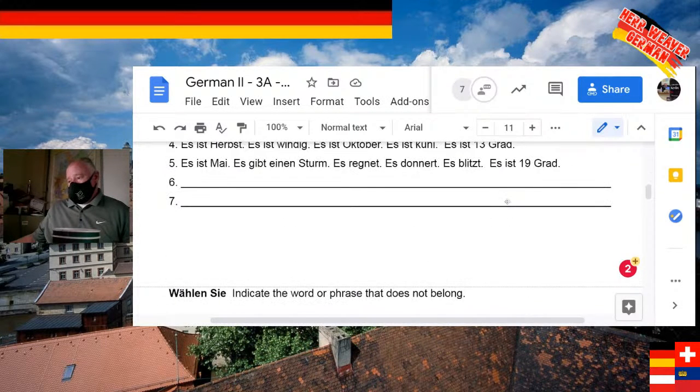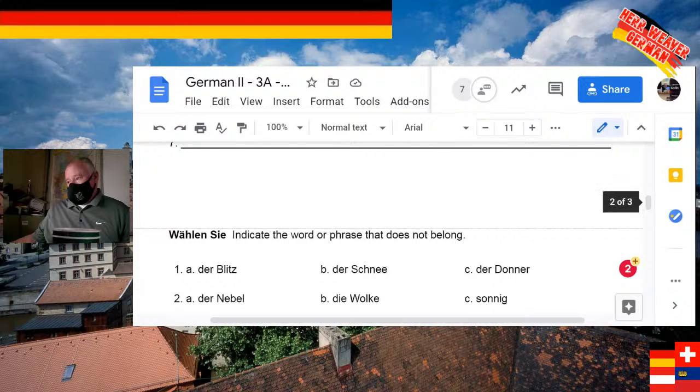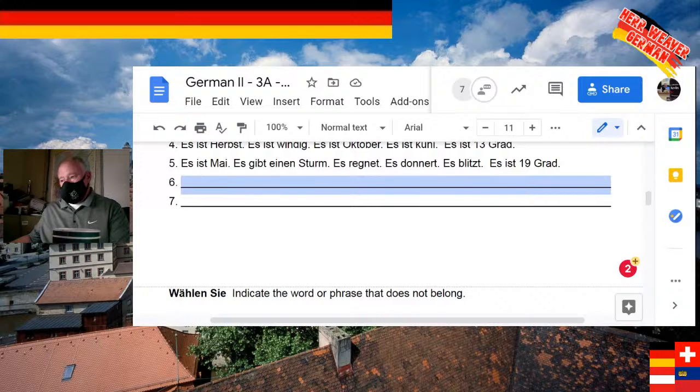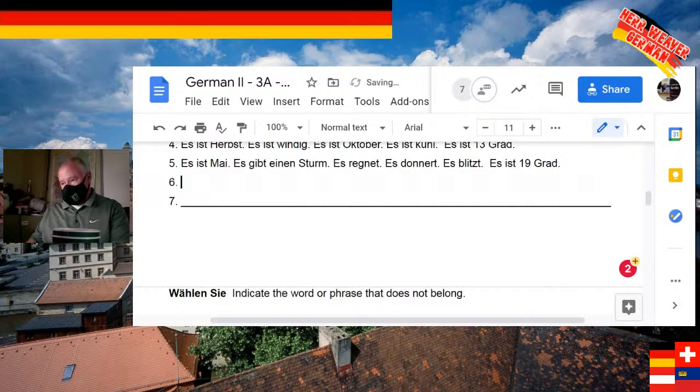So we're going to repeat ourselves a little bit, although I wouldn't give you 2 pictures like that on the real test. So let's pick a month. We already said October. Let's say something else. Es ist November. September would work too. September is already getting into fall in Germany, but es ist November. Es ist 15 Grad.